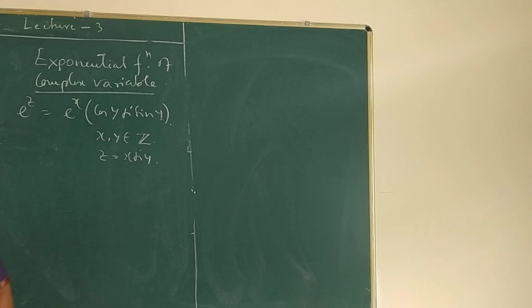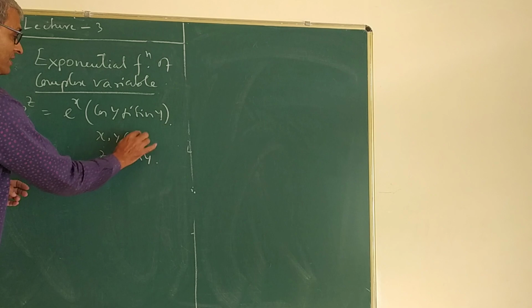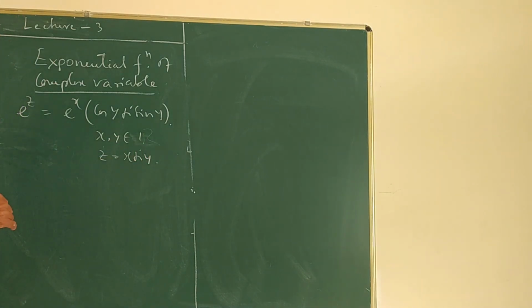Exponential function of a complex variable. We define: if z is a complex number x plus iy, where x and y are reals, then e to the power z is equal to e to the power x times (cos y plus i sin y). That is the definition of an exponential function of a complex number.